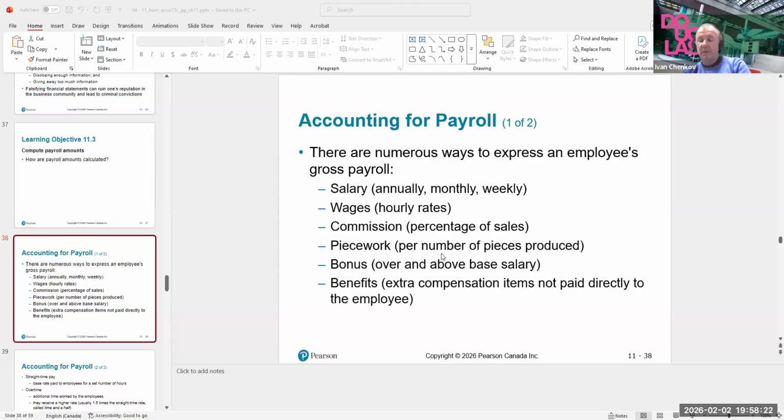The other benefit can be third-party insurance, for which the employee doesn't have to pay. Again, the employee is not going to get cash, but has the benefit to use something for which they don't have to pay.